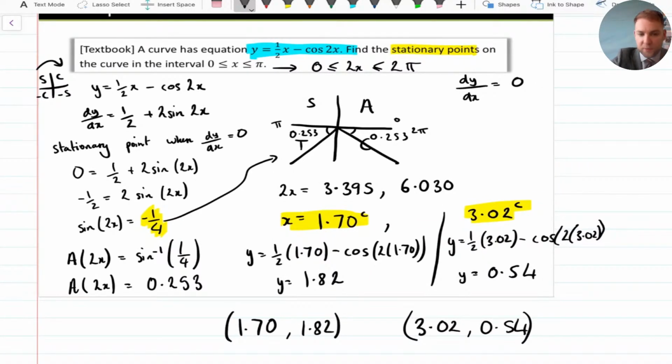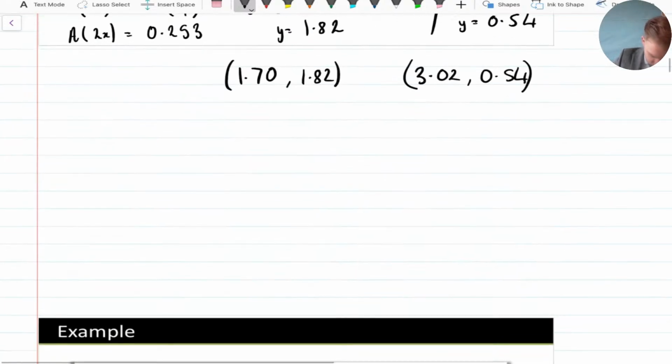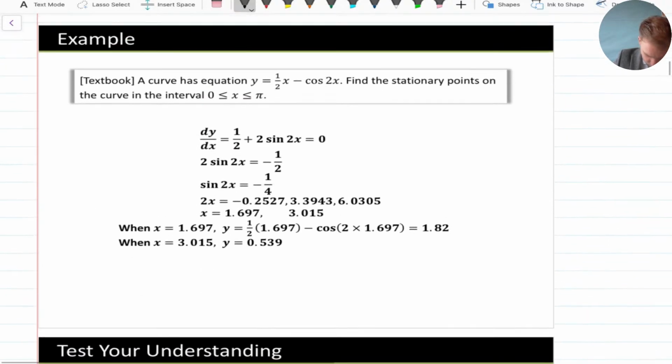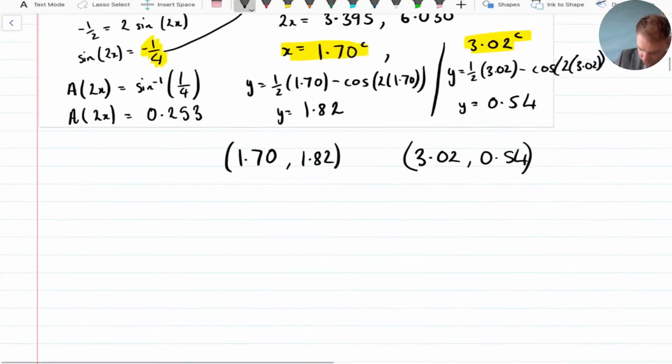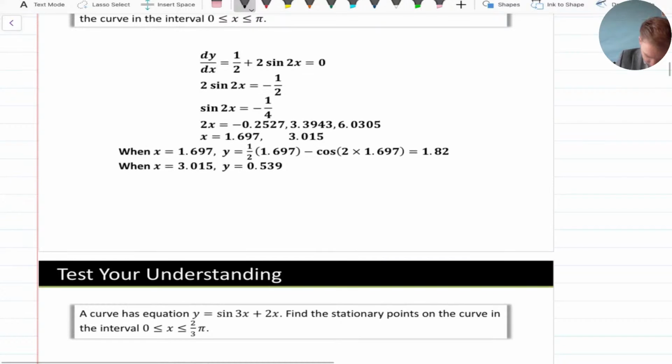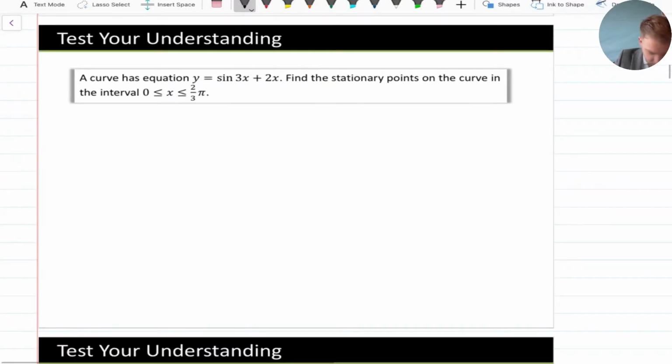Can you just pop your hand up if you're happy with that? You all right with that there? Good. Good, good, good. Perfect. Super. So they've done it to 3 decimal places. I've done it to 2 decimal places. That's fine though. All right.